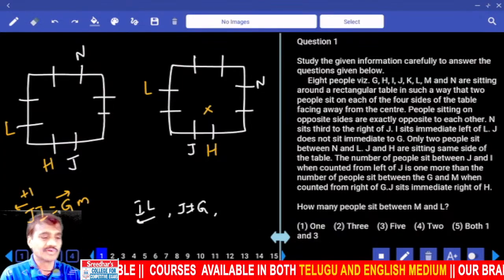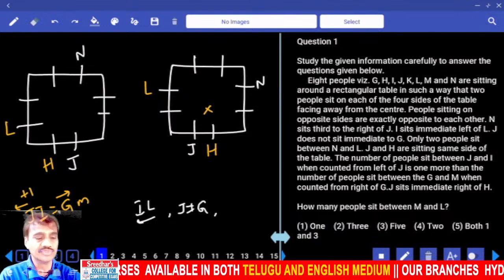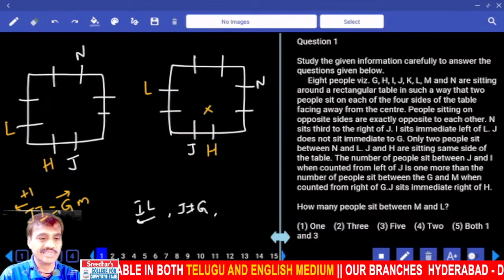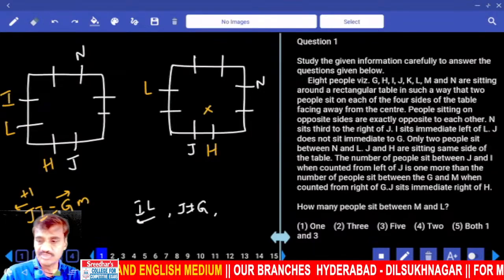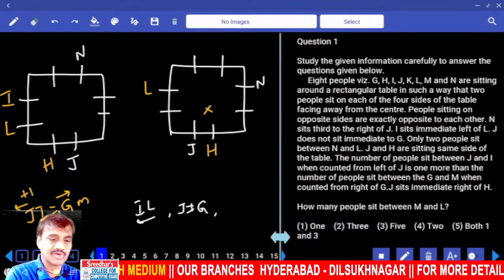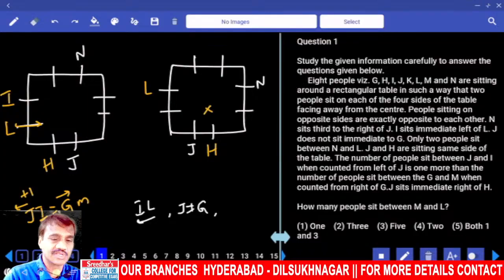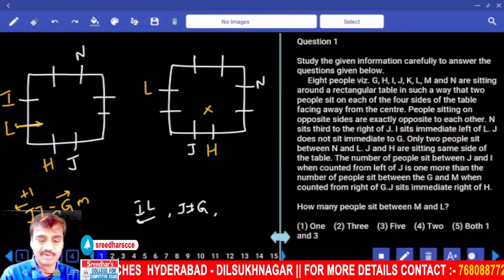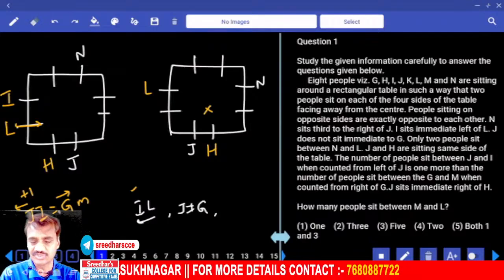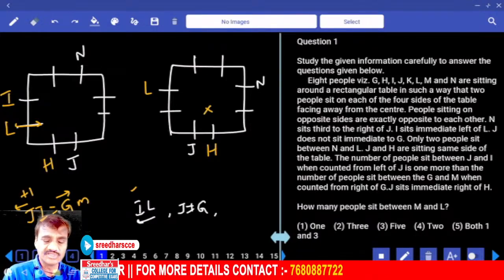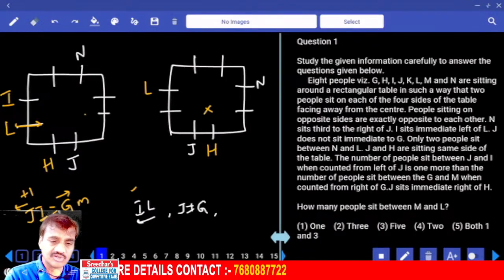Then now we are left with only this case. Now in this case, tell me, where should I and L be? I and L are on the same side, and I must be here. I sits to the immediate left of L, because L is facing the center, I is to the immediate left of L. Next, J does not sit immediate to Z. J and G are not adjacent to each other, so G cannot be here.